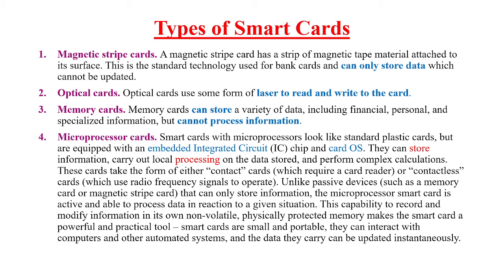So these are the different types of smart cards. Among these four, the most powerful and very practically used tool is the microprocessor card. That means a smart card with a microprocessor is the most popular card that is used and more advantageous also.